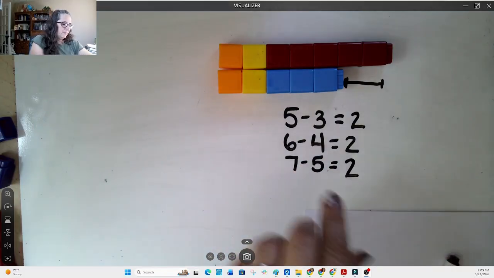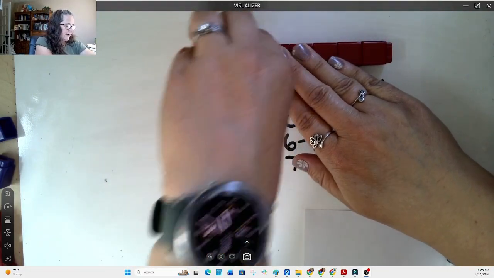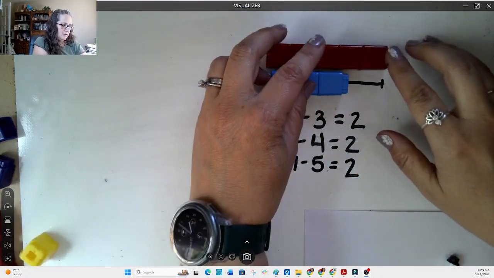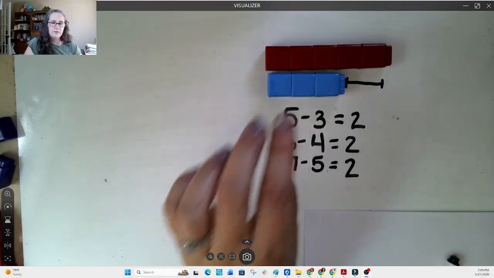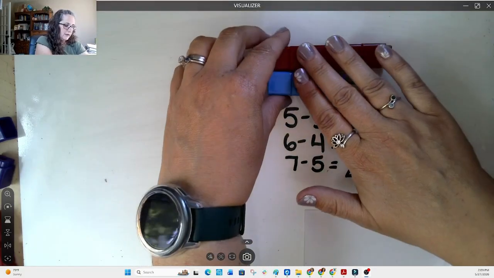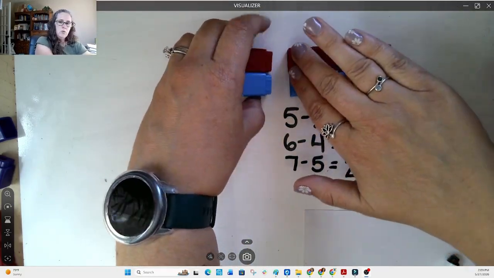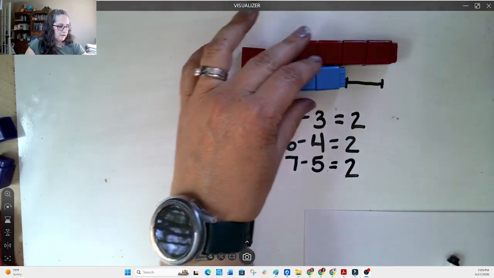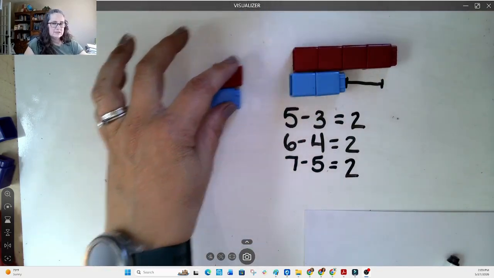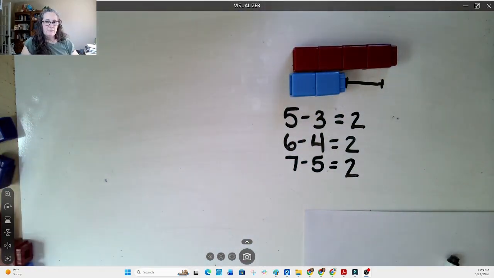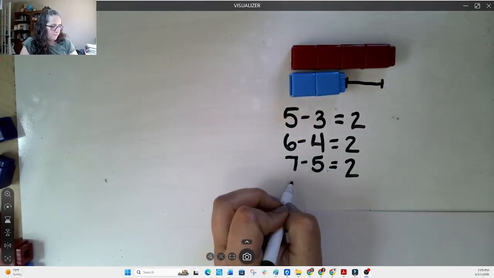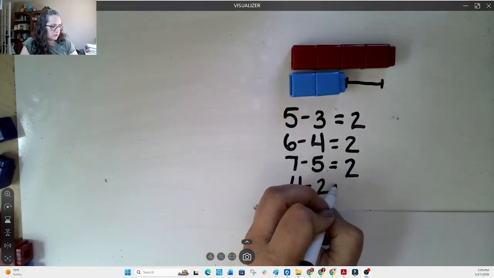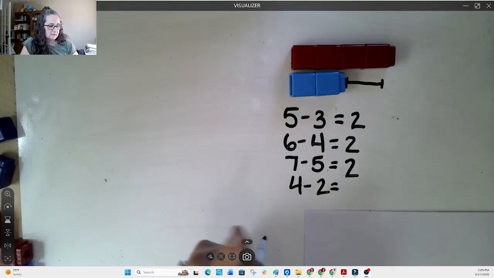All right, what if we go back to our original 5 minus 3, and this time, instead of adding to both of our sticks, we're going to take away from both our sticks. So I'm going to take 1 off of each stick. So instead of having 5 minus 3, now I have 4 minus 2. And the difference is still 2.